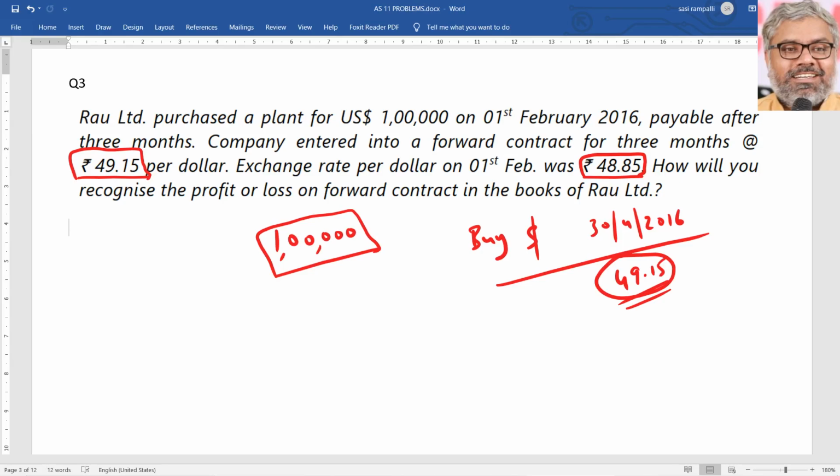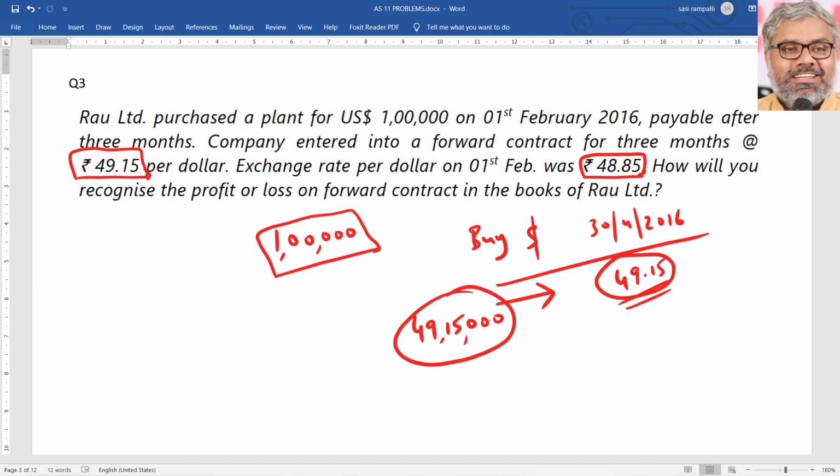What will Rao Limited do? It will definitely have to buy $1 lakh at 49.15 rupees per dollar, no doubt about it. In other words, 49 lakhs 15,000 rupees it has to pay. For what? For buying these dollars from somebody. Who is that somebody? We don't need to know. That is the party who sold this forward exchange contract to Rao Limited. It will pay 49.15 lakhs for sure.